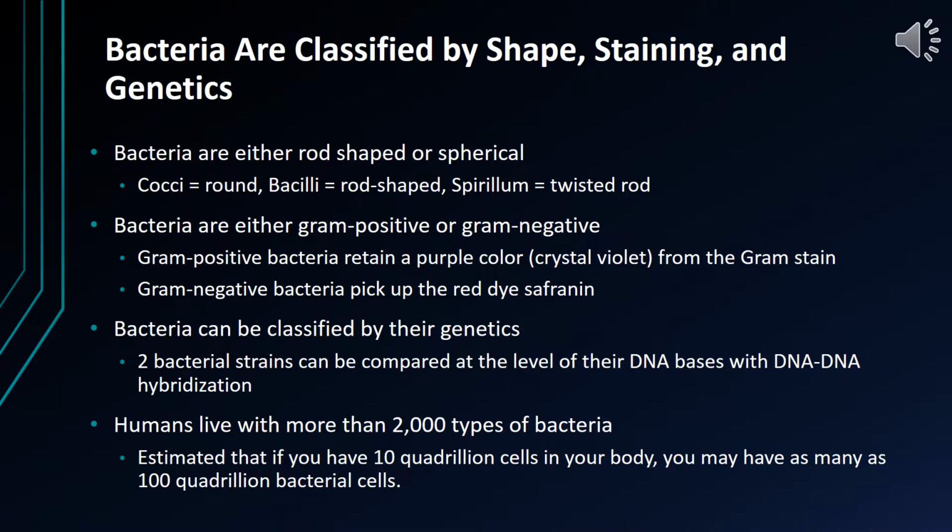And I'm not going to get too far into DNA hybridization, just know what it's used for. Humans actually live with more than 2,000 types or species of bacteria within their bodies. And like I said, there are many more bacterial cells living in our bodies than there are actual body cells making up our body. In fact, it's estimated that if you have 10 quadrillion cells in your body, you may have as many as 100 quadrillion bacterial cells living within your body.